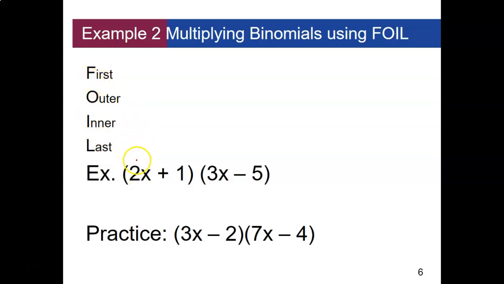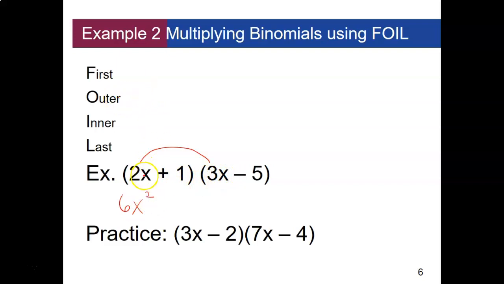So first is going to be the first of each of our terms here. So we're going to multiply 2x times 3x. So this goes back to when we were multiplying like bases. We're going to have to add our exponents. So we're going to have 2 times 3 will be just 6 because we are multiplying 2 and 3 together. And then x times x is going to give me x squared.